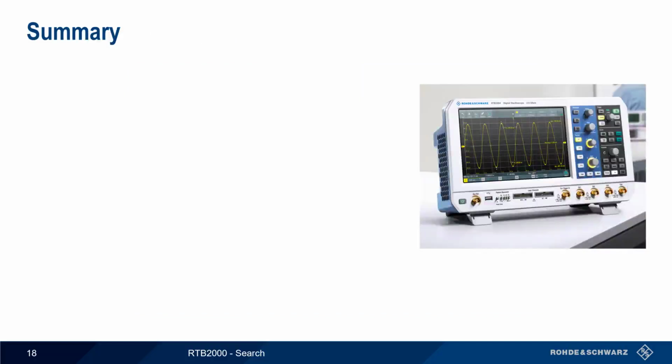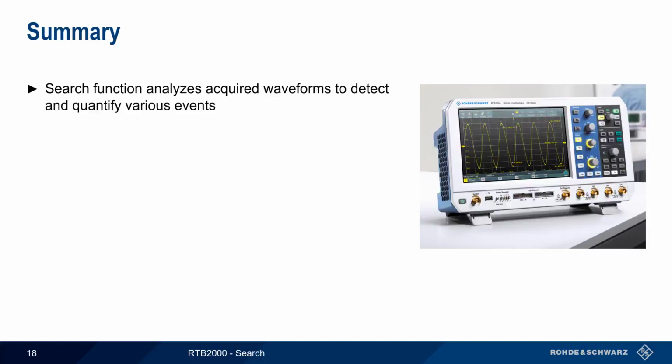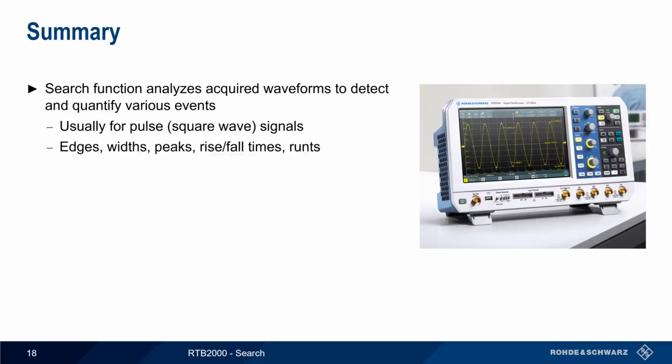Let's end with a brief summary. The RTB2000 search function is used to analyze acquired waveforms in order to detect and quantify various events, usually on pulsed or square wave type signals. The most common search types are for edges, widths, peaks, rise and fall times, and Runt signals, all of which we've covered in this presentation.